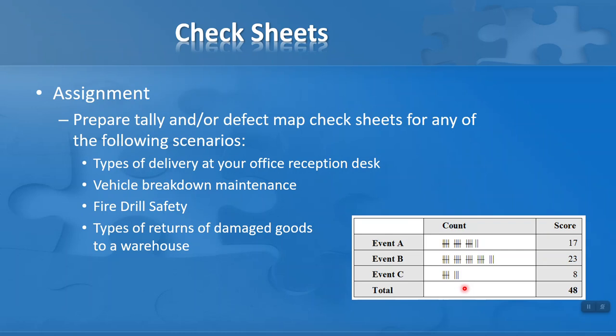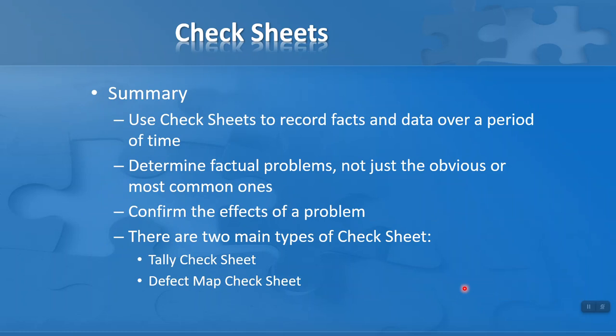Pen and paper is the simplest way to do this, but after a while you'll probably start to use some templates to create proper check sheets. So, in summary, in this lesson we're going to use check sheets to record facts and data over a period of time. That's the most important thing that a check sheet does, and it's what it is very effective at. We want to determine factual problems, not just the obvious or most common ones.